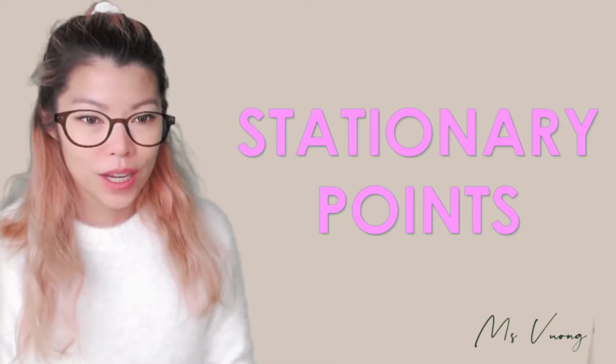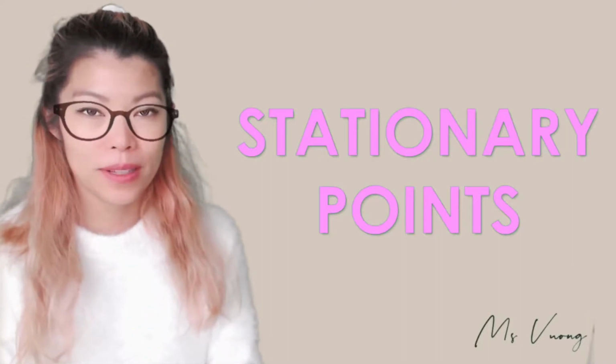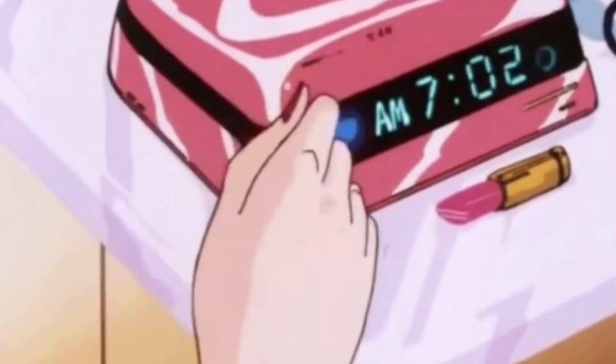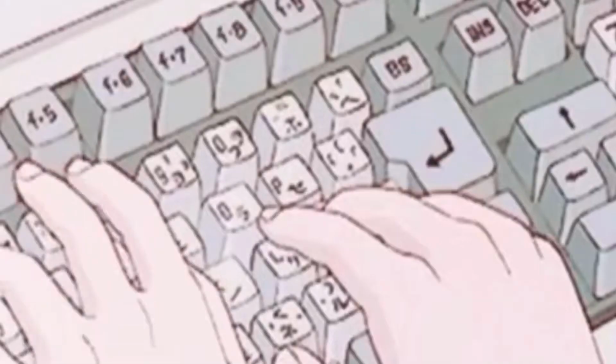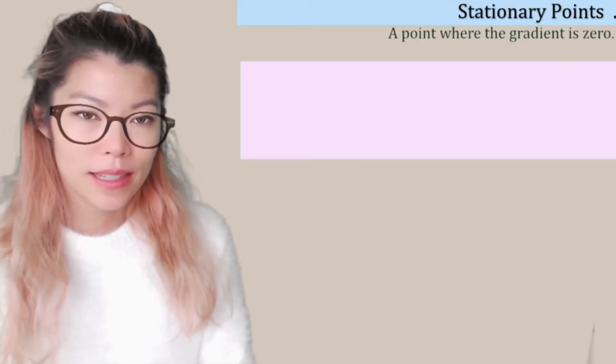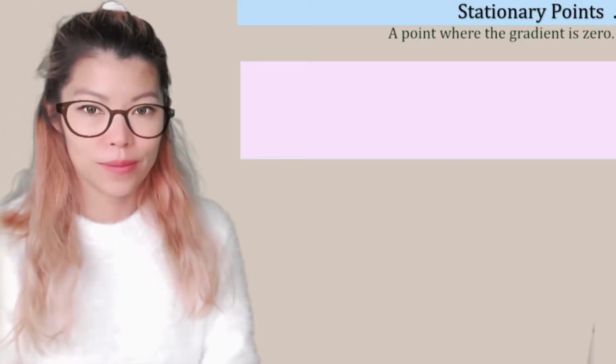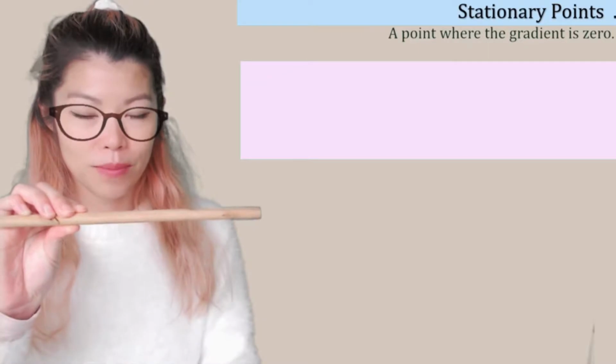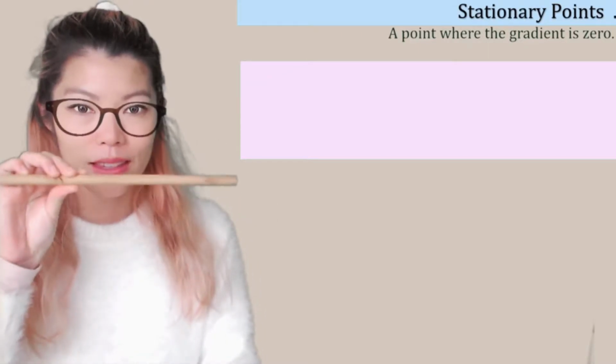I'm Miss Vaughan. Today we're going to look at stationary points. A stationary point is a point where the gradient is 0. So when you have a pen or a tangent, it looks like this, nice and flat.